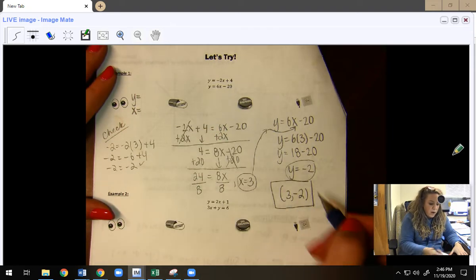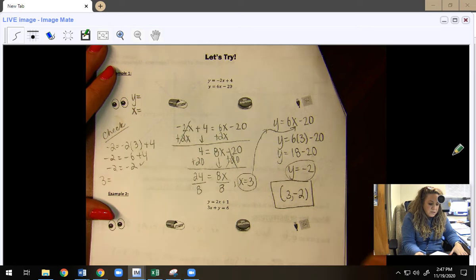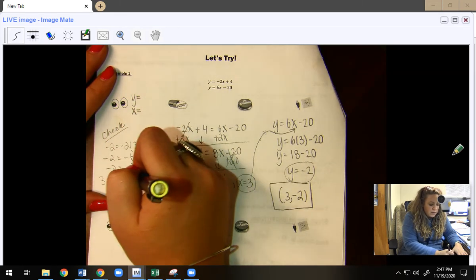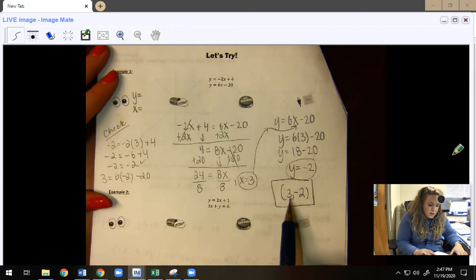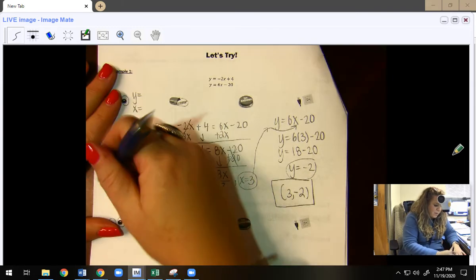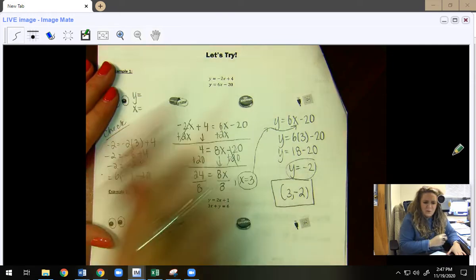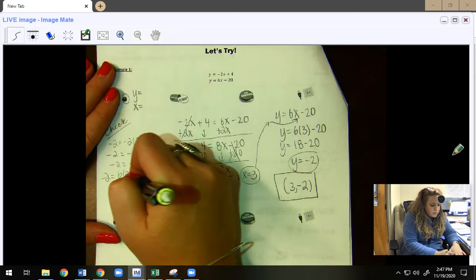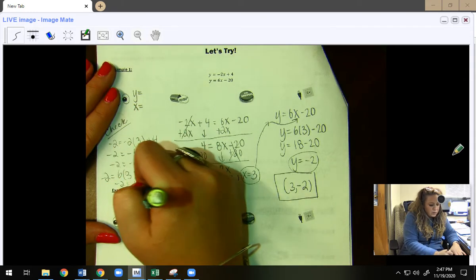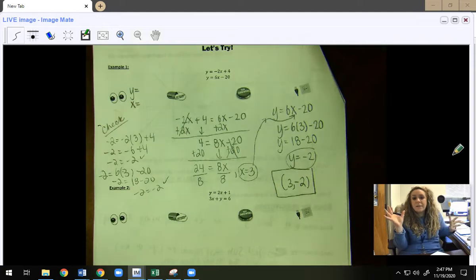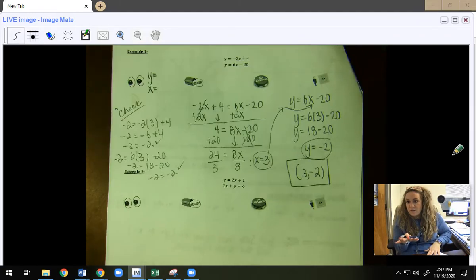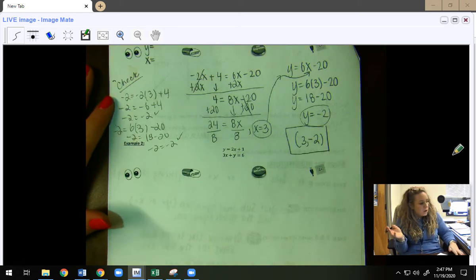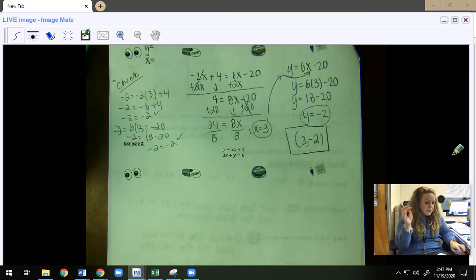So let's try the bottom one. So 3 equals 6 times negative 2 minus 20. What? 3? I'm insane. I've lost my mind. I switched my x's and my y's. This is my y. Negative 2 equals 18 minus 20. Negative 2 equals negative 2. Done. So that works. I'm not going to check it every time. I just checked it this time, just to show you that you can. I know you're not going to, so I guess it doesn't really matter.